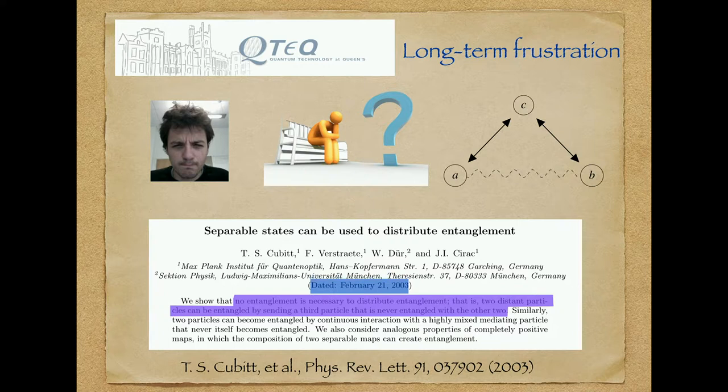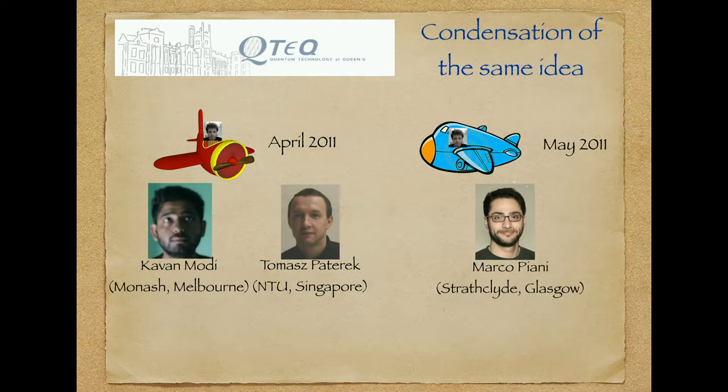with separable states. The frustration went on for quite a long time. I liked the paper. I liked the paper so much that I wanted to understand it in depth. And I couldn't. I mean, the maths worked. I reproduced the results. It was great. But I couldn't understand why you could distribute entanglement without actually having an entangled particle, an entangled messenger, at any time in the protocol itself.